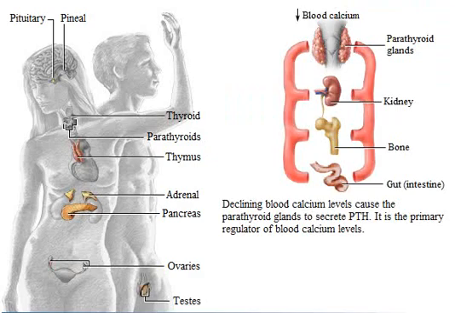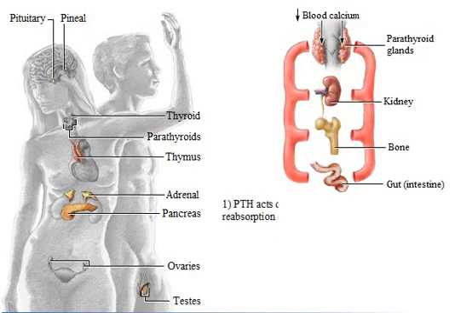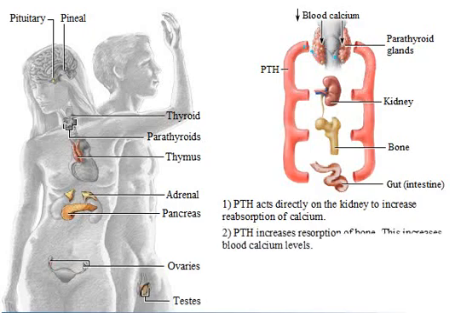Declining blood calcium levels cause the parathyroid glands to secrete parathyroid hormone. It is the primary regulator of blood calcium levels. Number 1. Parathyroid hormone acts directly on the kidney to increase reabsorption of calcium. Number 2. Parathyroid hormone increases resorption of bone. This increases blood calcium levels.